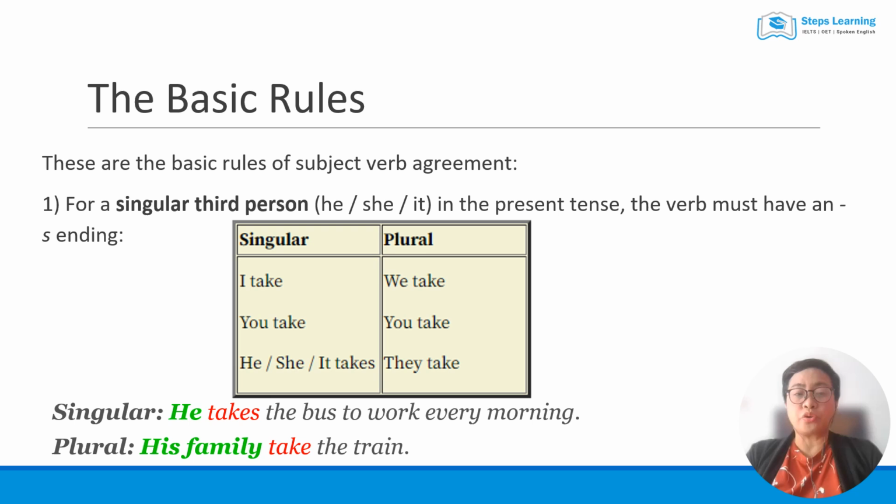So, for a singular third person, he, she, it, in the present tense, the verb must have an S ending. So, for the singular, we say I take. Plural, we use we take. Singular, you take, also the same, you take. Singular, he, she, it takes. If it's plural, we use they take.